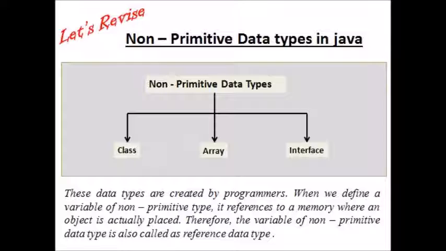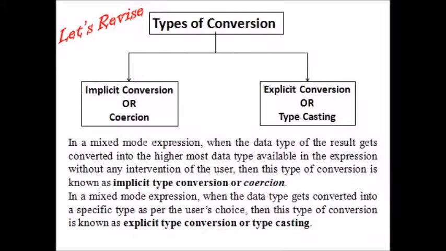And while dealing with different types of data types, the need of converting one data type into the other may arise. So the data type can be converted in two ways: implicitly or explicitly. In implicit type conversion, the result of the expression gets automatically converted to the higher data type, whereas in the explicit type conversion, the user forces the system to get back to the desired data type.